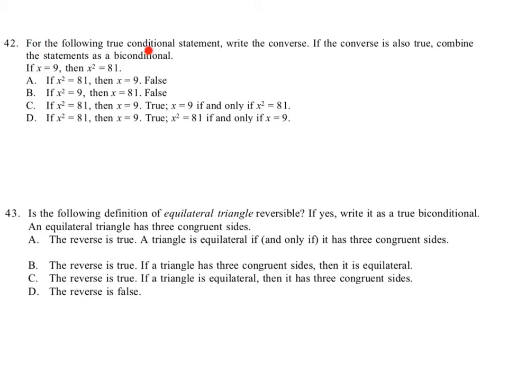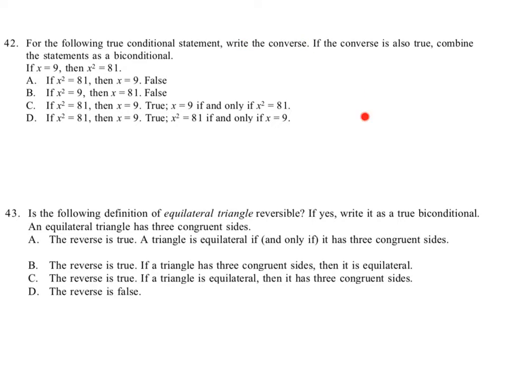For the following true conditional statement, they're telling us that the original conditional statement is true. If x equals 9, then x squared equals 81. And we know that that's true. If you have 9 for x, squaring it will give you 81. Totally true. Okay? So for the following true conditional statement, write the converse.